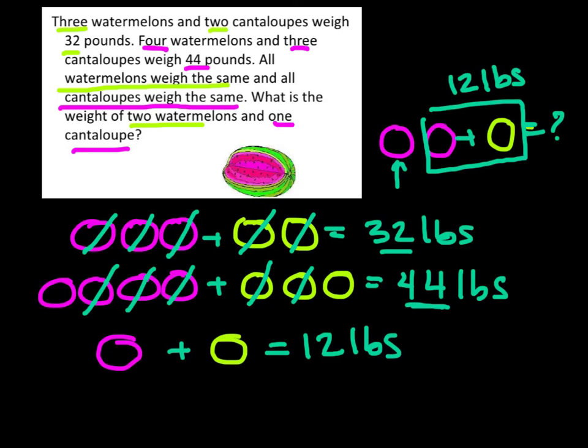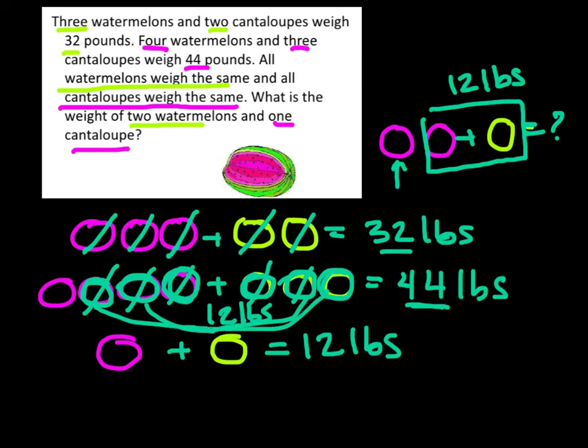So if I have 1 watermelon and 1 cantaloupe, that equals 12 pounds. And I have another watermelon and another cantaloupe, that equals another 12 pounds. And another watermelon and another cantaloupe, that equals another 12 pounds. So I have 36 pounds in this lower equation taken care of. That means if I had 36 pounds taken care of by a watermelon and cantaloupe pair, and I had 3 of them, then I can take that away from 44. 44 minus 36, and I'd get 8 pounds.